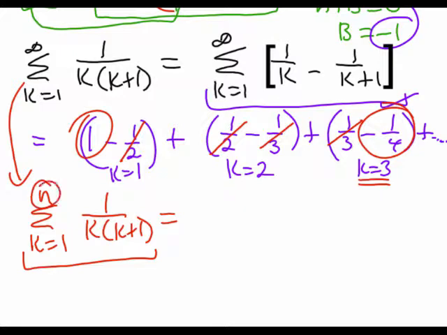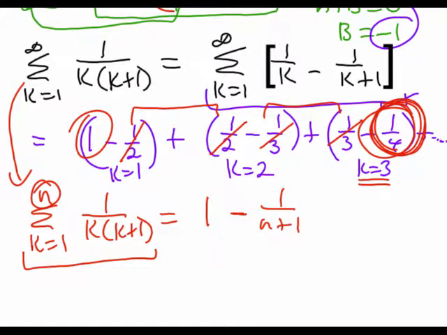And so if I were to stop at n terms, my sum should be, since all the intermediate terms are canceling out, the first term minus the last term. And I can see that my last term is a quarter if k is 3. So if k is n, my last term would be 1 over n plus 1. And this is our sum of n terms.